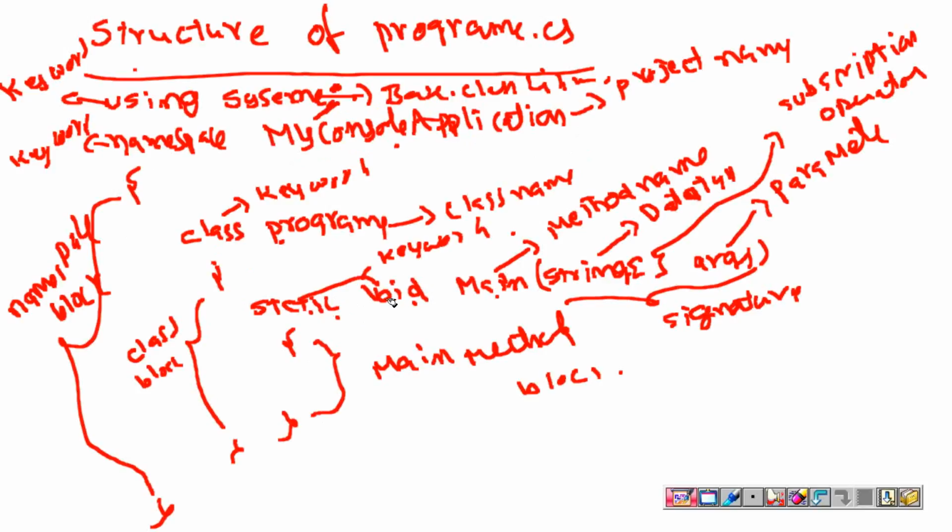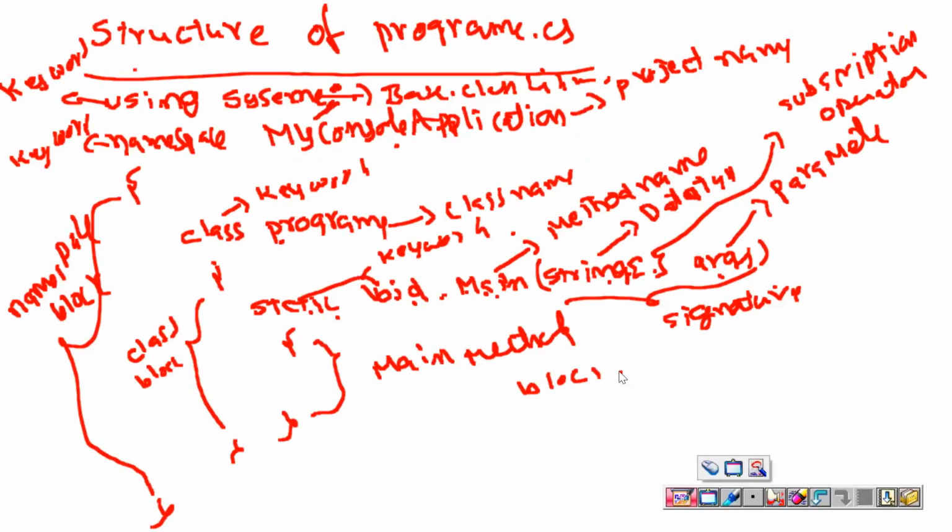Static void main. Main is the method name. This part is called signature. Signature contains one parameter. The parameter name is args. String is the data type. This is called subscript operator. Are you clear? Understood? Yes.